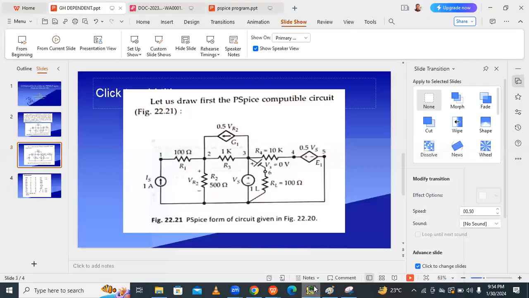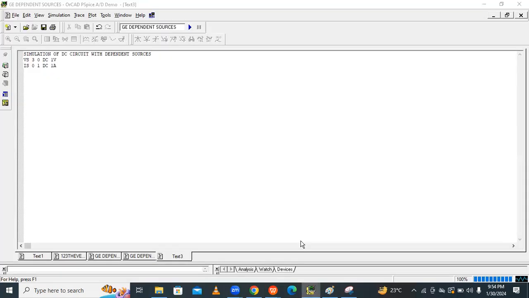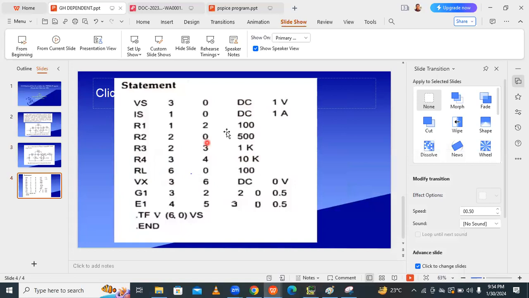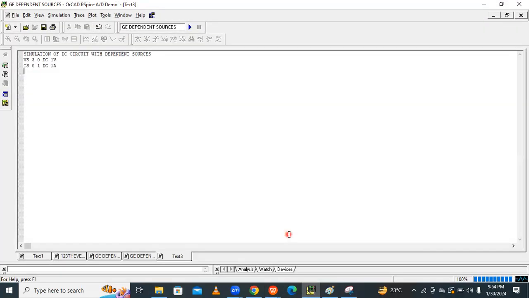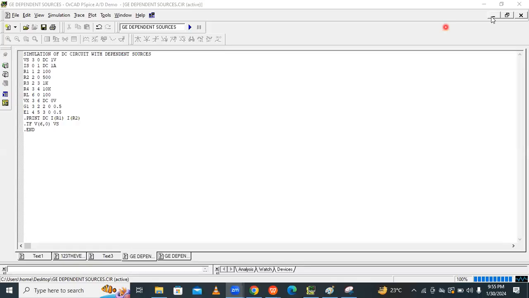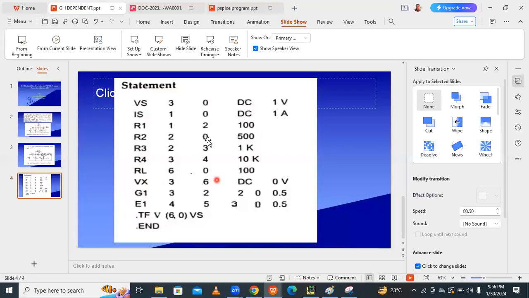The next line: R1 is connected between 1 and 2, 100 ohms. Next R2, 20 500. Like this, write the program as it is. In this way, we have to write the program.